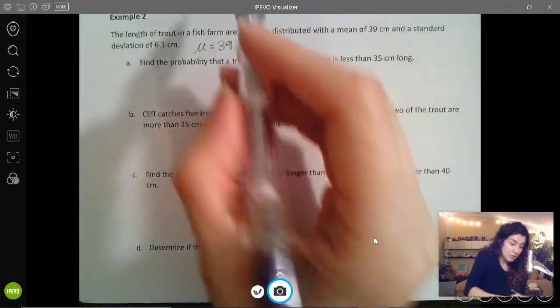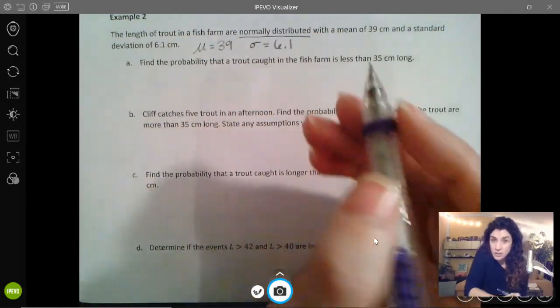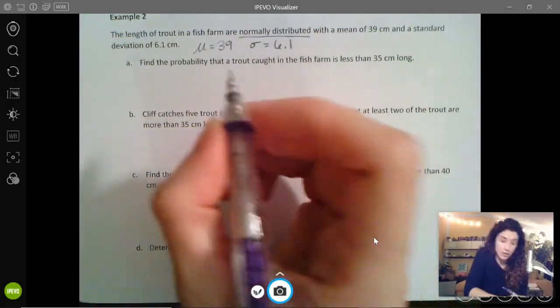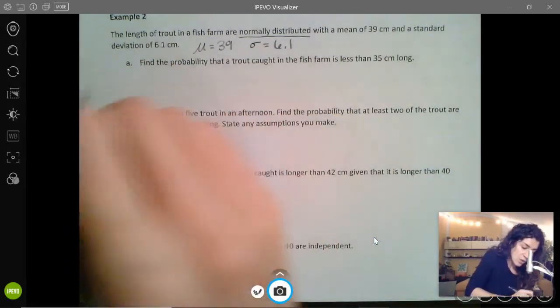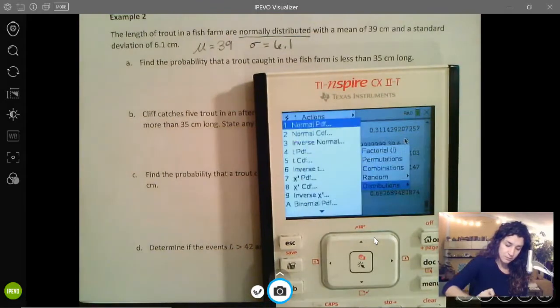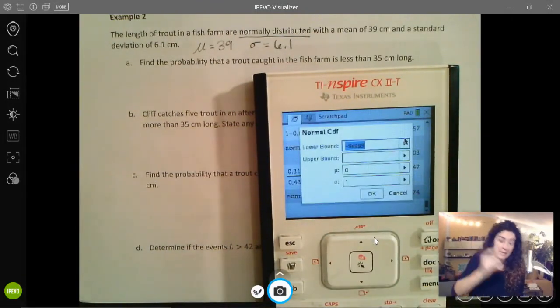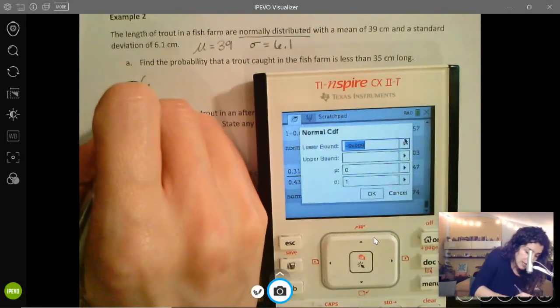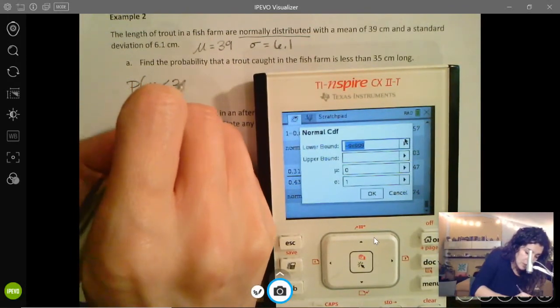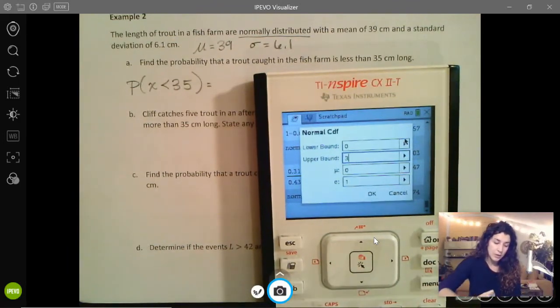It says that it's normally distributed, so we can move on with that knowledge and use that in our calculator. We want to do a cumulative distribution because if we want to be less than 35, the probability that X is less than 35, we're going to be between 0 and 35.